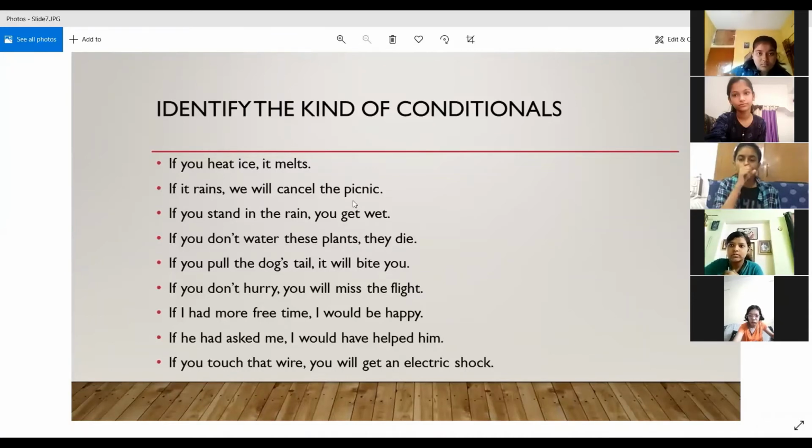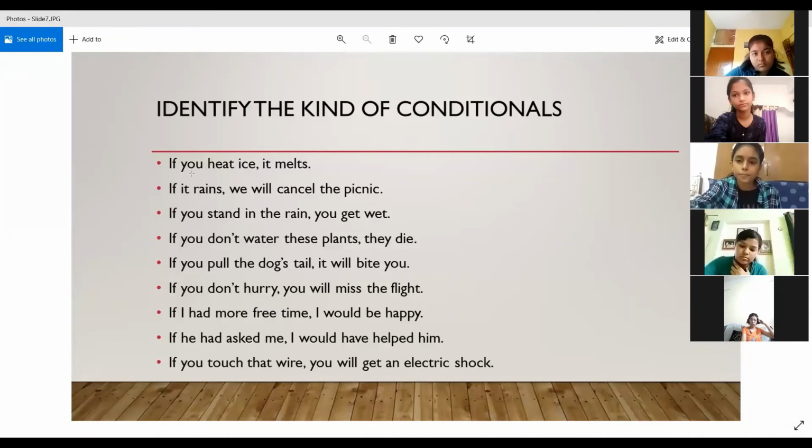So we are starting with the exercise. Yes, Ida. Yes, sir. Sir, it is zero conditional sentence. Because, sir, it is in a simple present tense, and sir, it's stating a fact. It's a scientific truth.